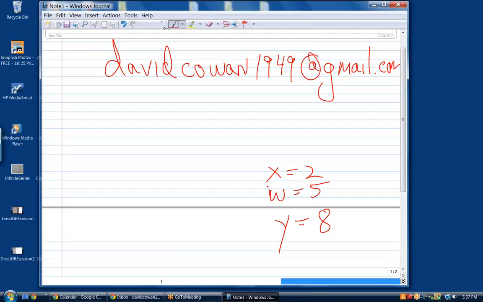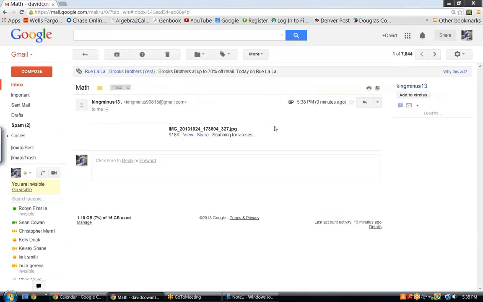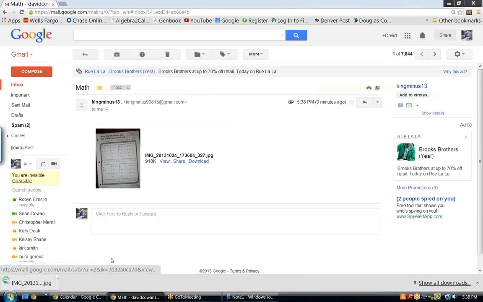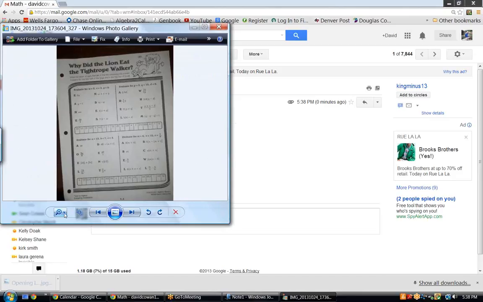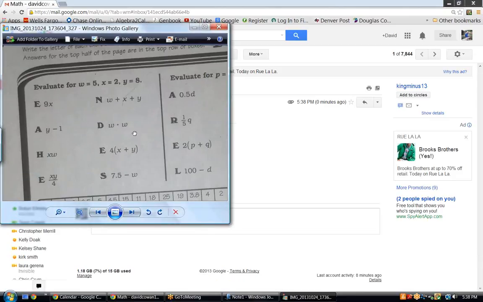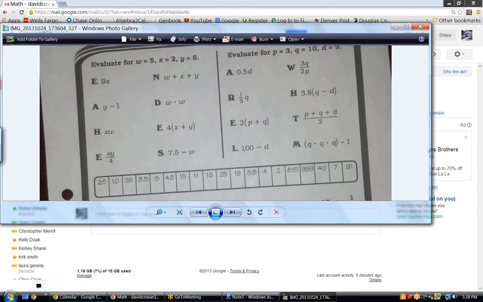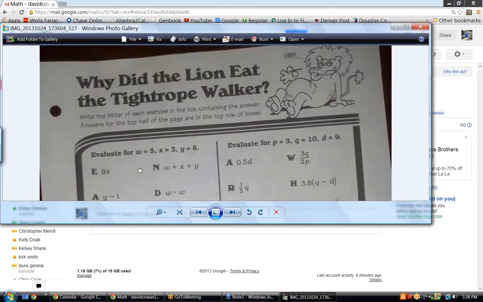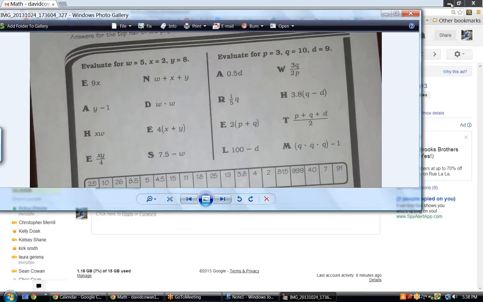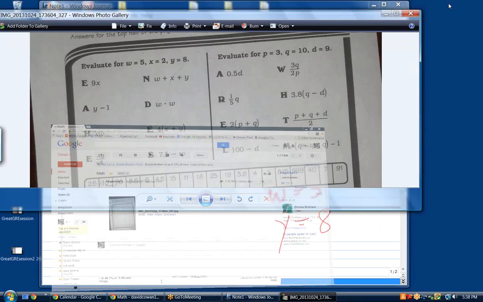Alright, so I sent it, Winter. You did send it? Okay, I just got it. Let me pull it up. There it is. Can you see that well? Yeah, that's really good. That's a good camera you got there. I use the flash. That's why you can see it. It definitely helps.